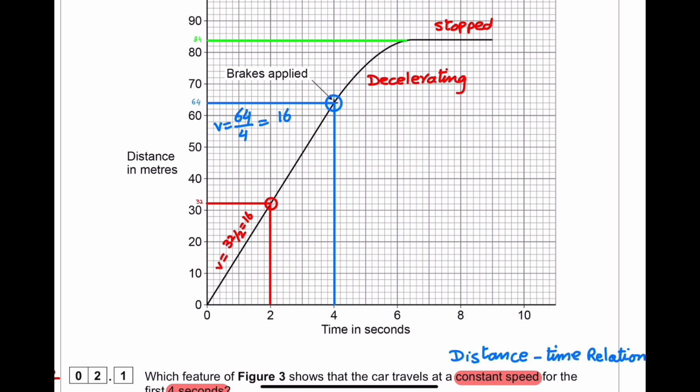From figure number 3, we can see here after 4 seconds, the graph is getting curved and it shows that the driver is applying the brake and it is slowing down. So we need to find the braking distance after 4 seconds. At 4 seconds, the value from the graph is about 64 meters, and up to where it stops is about 84 meters. The distance traveled after 4 seconds when the driver is applying the brake is 84 meters minus 64 meters, that is about 20 meters.